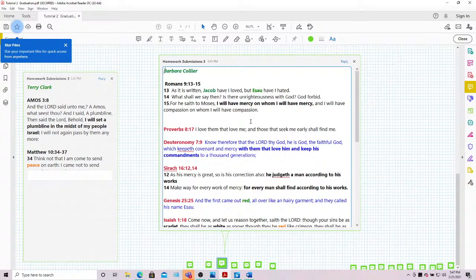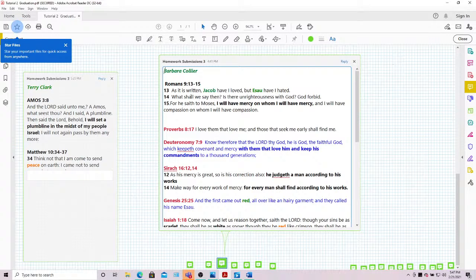And just also know that the Most High already told us that he judges a man according to his works. So you go to Proverbs chapter 8, verse 17. I love them that love me. That's clear. I love them that love me, and those that seek me shall find me early. And he already told us in Deuteronomy 7:9, know therefore that the Lord thy God, he is God, the faithful God, which keepeth covenant and mercy with them that love him and keep his commandments to 1,000 generations.